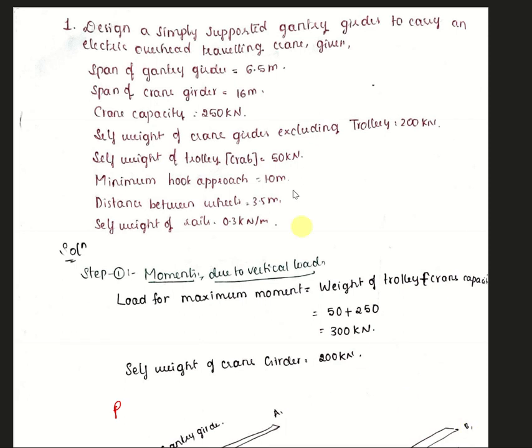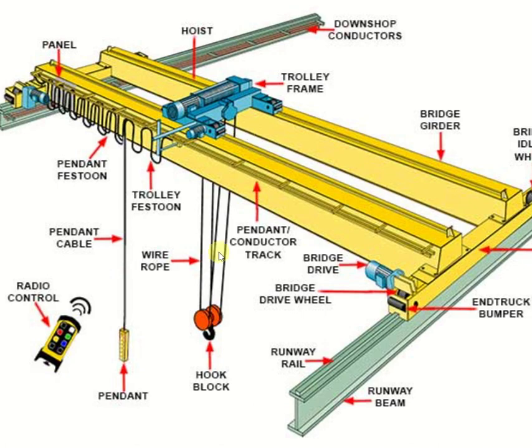In this video, we have to see the design of gantry girder. Here you can see the image of gantry girder. So this is the gantry girder. Here you can see the side sections, right? These are the gantry girders. And in between it is a crane girder, it is called as, and it is a trolley.